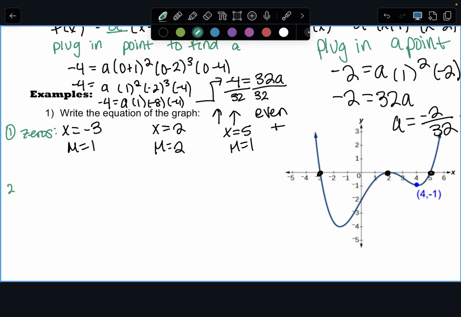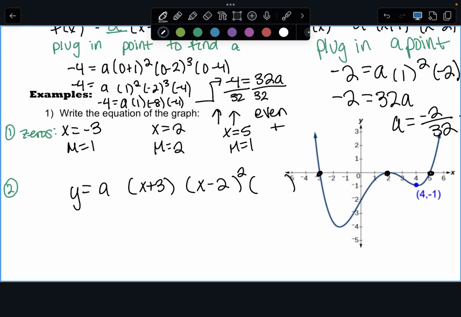Step 2, write your zeros as your factors. So this is where we write our equation with our A and all 3 of our factors. If we change the signs, instead of -3, we have x plus 3 to the first power, because our multiplicity is 1. Changing the signs, we have x minus 2 squared and x minus 5 to the first power.